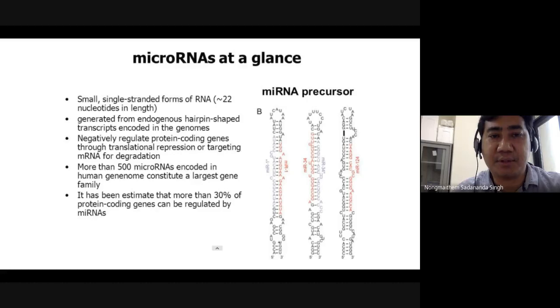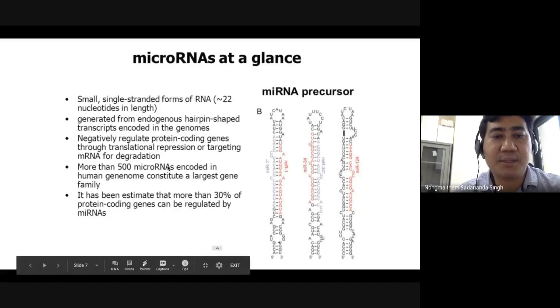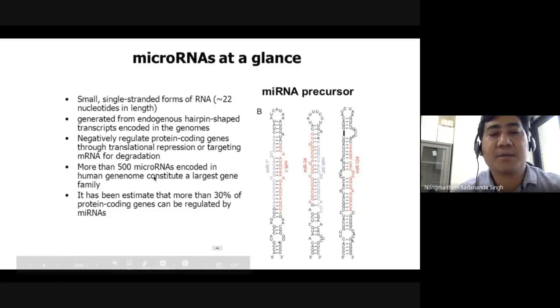summarize what we have talked about. So microRNAs are small single-stranded forms of RNA, and these are encoded by endogenous genes and have hairpin-shaped structures, and mostly they negatively regulate protein coding genes. And this number is very outdated, it's quite old. So there are thousands of microRNAs in the human genome, and many of their effects are being studied.